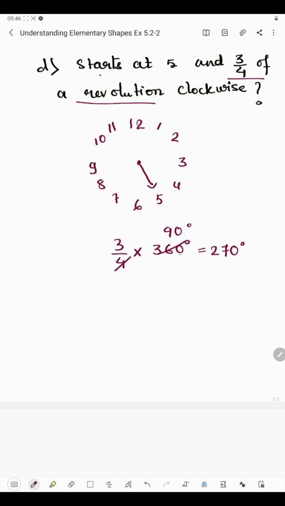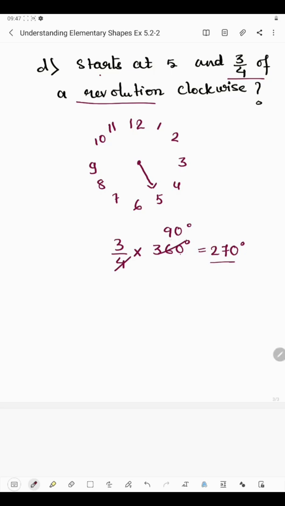Now if the hands of a clock start at 5 and make 270 degrees, that means it's a reflex angle, because we know that if any angle is more than 180 degrees and less than 360 degrees, then it makes a reflex angle, right? So here if it starts at 5 and makes 270 degrees, where will the hands of a clock stop?